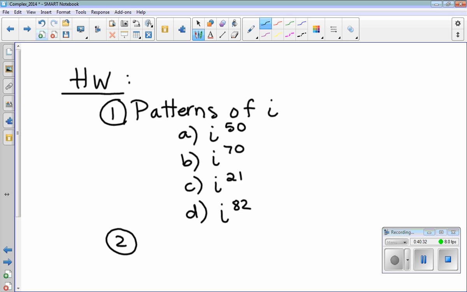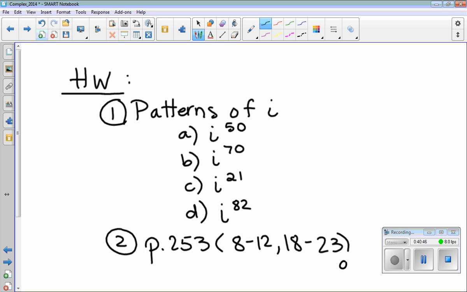So in your textbook on page 253, I want you to do 8 through 12 and 18 through 23. All. Okay? So that's your homework. And you're going to bring your complex puzzle back to class with you on Monday so we can finish it. Okay?